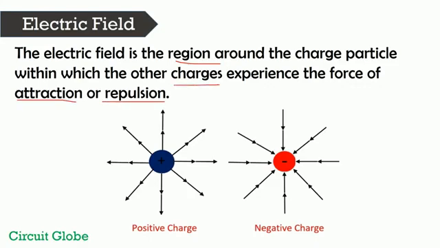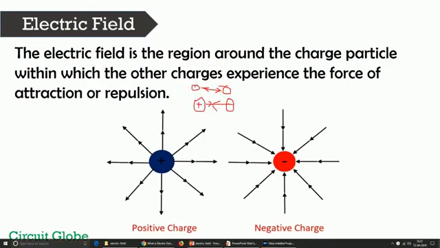attraction or repulsion. Okay. Consider that we have two unit positive charge. So when these two charges place nearer to each other, then the force of repulsion occur between them. Similarly, suppose we have two dissimilar charges, okay? So when these two charges place nearer to each other, then the force of attraction occur between them. Now, how these force of repulsion or the force of attraction occur between the charges? This happen because of the electric field.